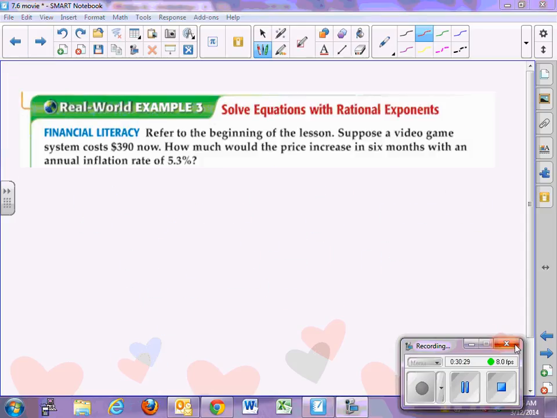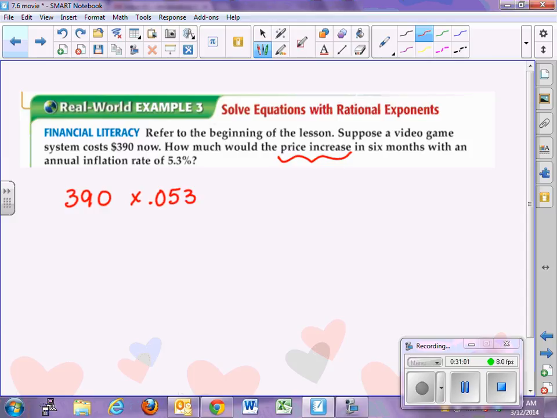All right, let's do a couple more. Or are we ready? Woohoo, we're ready for our real life situation. Okay, it says refer to the beginning of the lesson. Suppose a video game costs $390 now. How much would the price increase in 6 months with an annual inflation rate of 5.3%? So what we're going to do is multiply $390 by 0.053, because remember, when you want to change it to decimal so you can use your calculator that may not have a percent symbol, you move the decimal to the left 2 times.